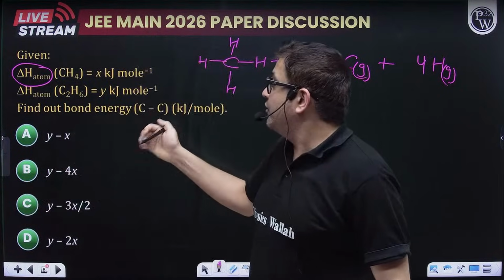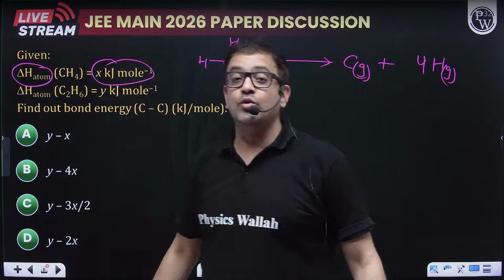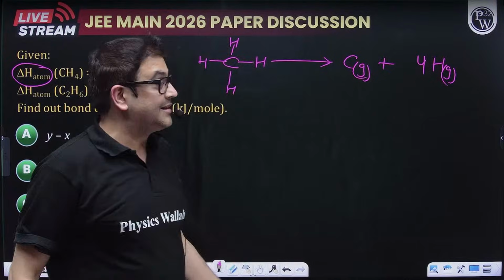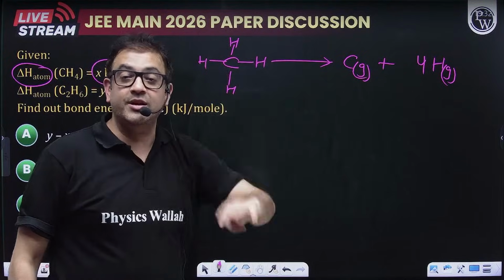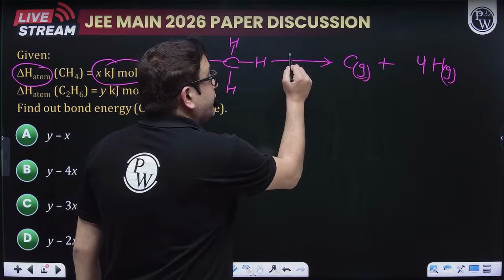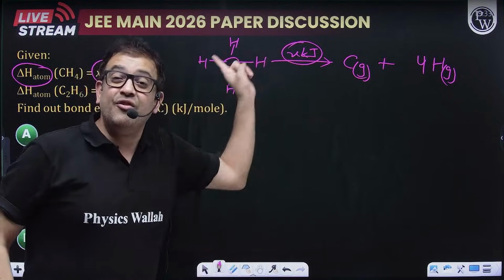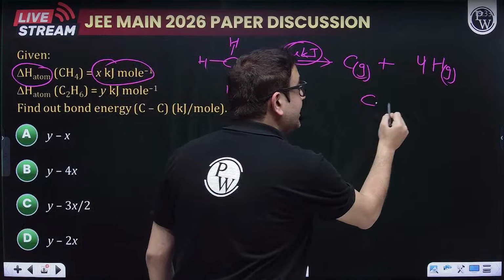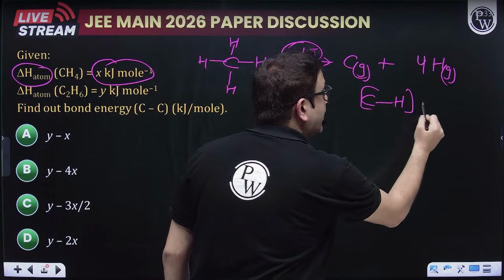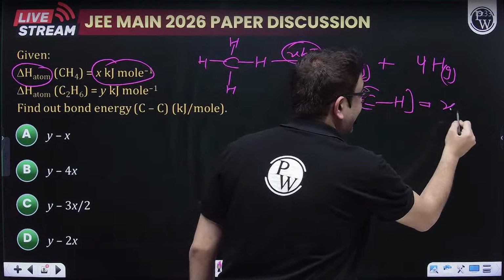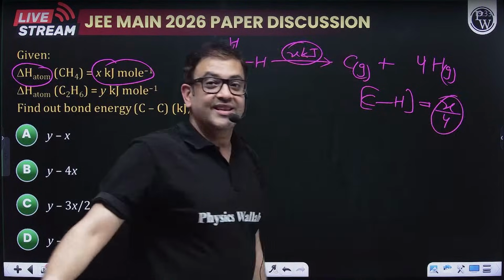The question is supplying you with the data. It is saying X kilojoule of energy you have to supply to break these 4 C–H bonds. So if X kilojoule is required to break these 4 bonds, can't you tell me the energy required to break 1 C–H bond? Sir, X by 4. So this you know.